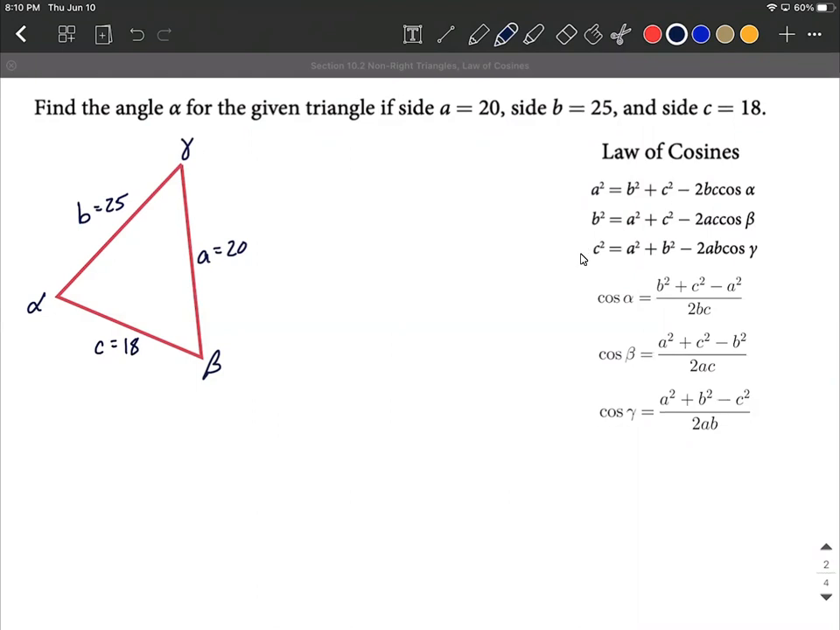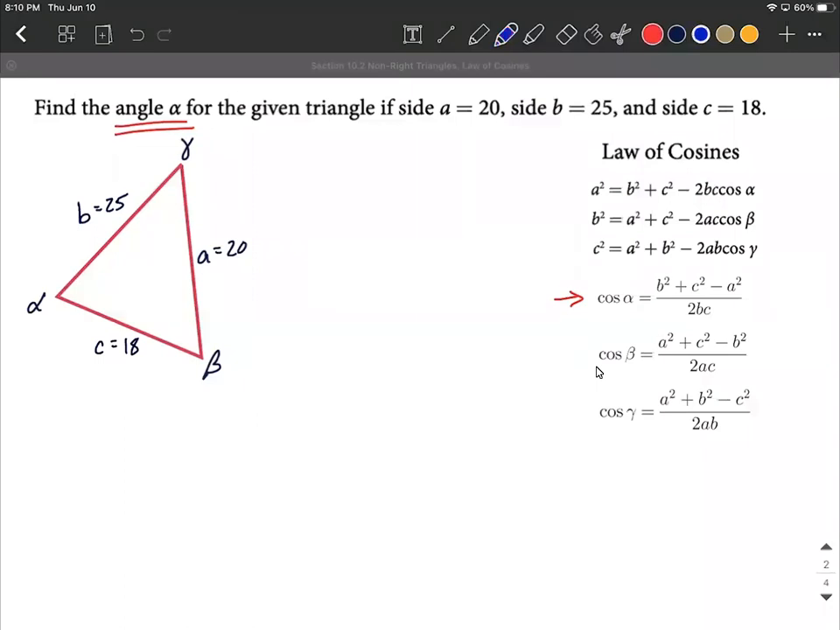Now, the first three versions are very handy if you're trying to find a side length. These second three versions are very handy, it's just rearranging the first ones, if you are concerned about finding an angle. So in our case, we're definitely trying to find an angle. We're trying to find alpha. So I'm going to use this version where we have cosine of alpha on one side all by itself.